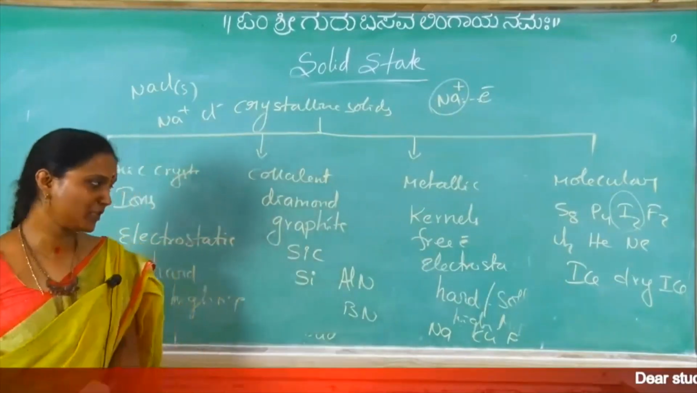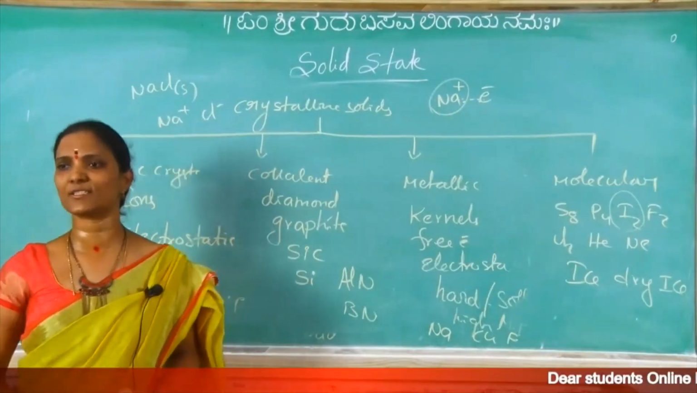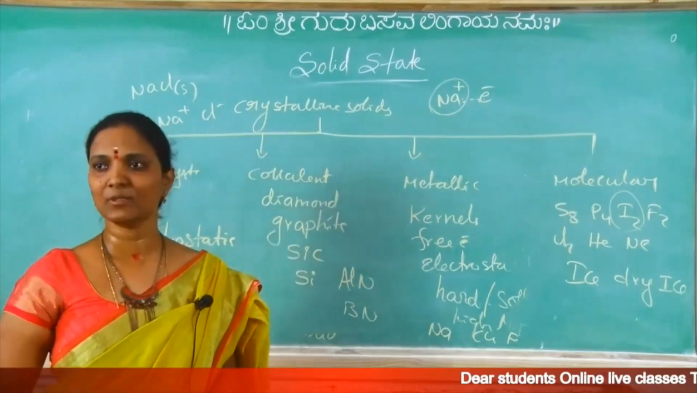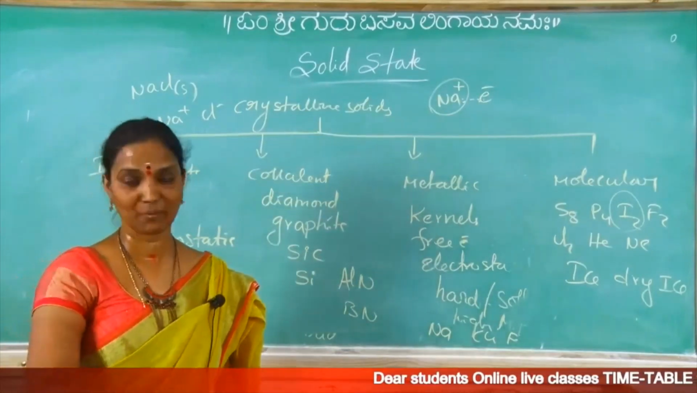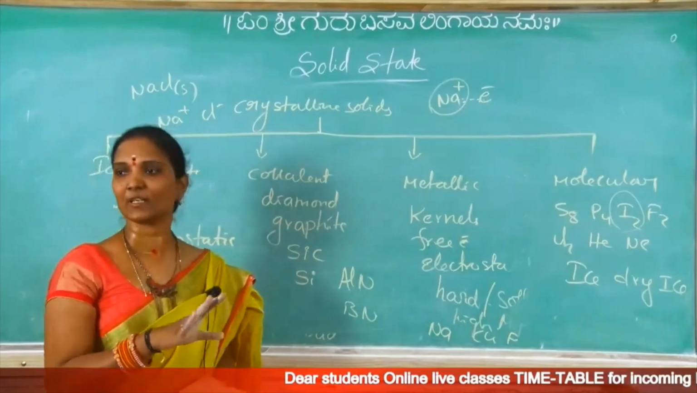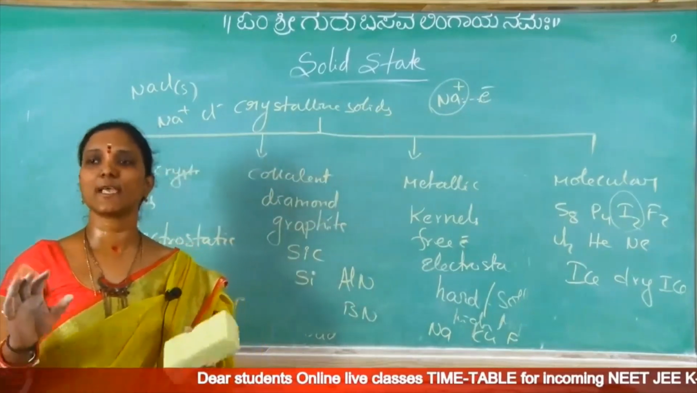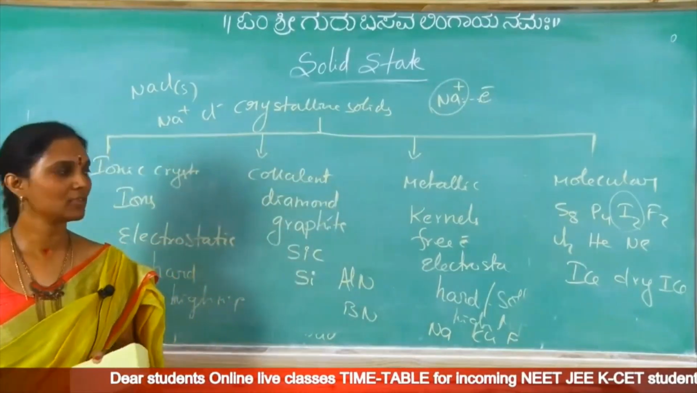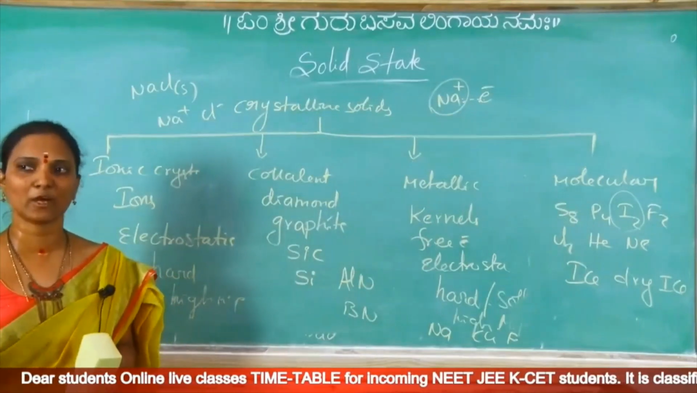Nothing but if we practice the examples, we can answer. Options they won't give as ionic, metallic, covalent, molecular. Like this they won't give. Options are always examples only. Understand that? Options only examples. So definitely we have to practice examples.